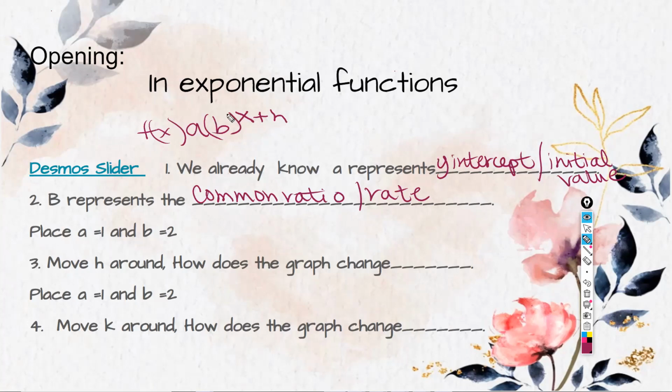So I want you to write this down. This is now what your exponent is, plus k. So we already knew what a, b, and x were. Now we need to figure out what h and k are. So on Desmos, it says place a equals 1 and b equals 2, and then move h around. If you do that, what happens?